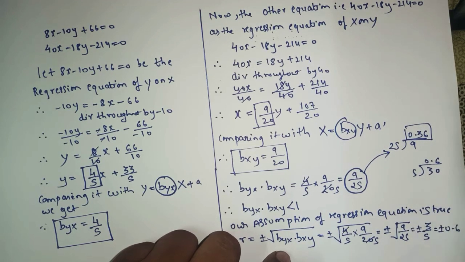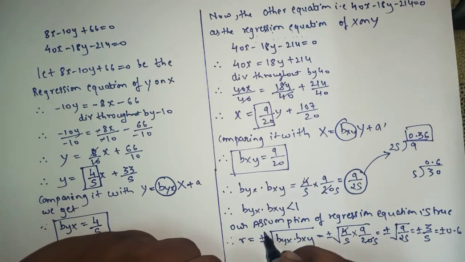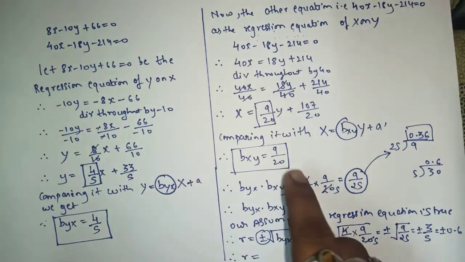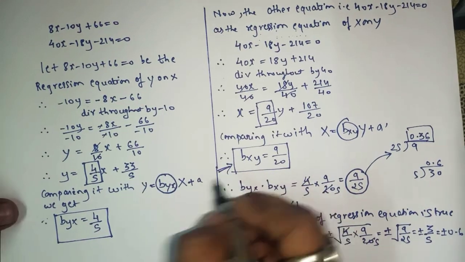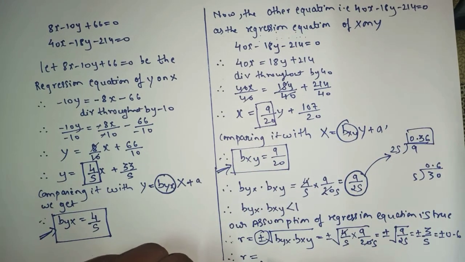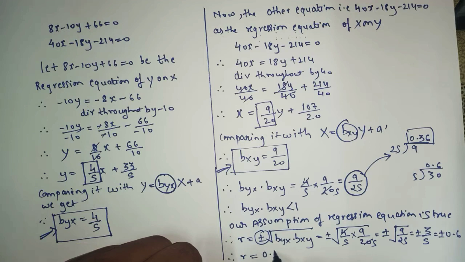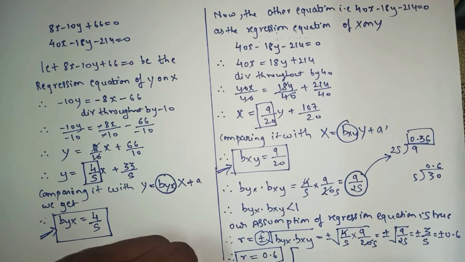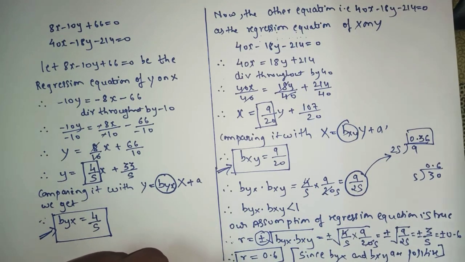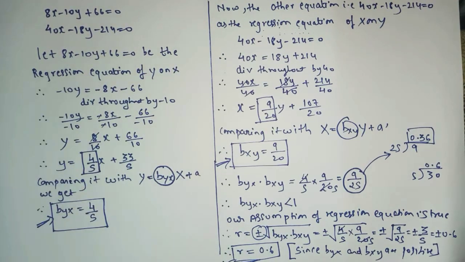So plus minus 0.6. As I told, the value of r will be either positive or negative. Here clearly we can see that byx and bxy both are positive. If both are positive, the value of r will be positive. So in the reason you will write, since byx and bxy are positive, r is positive. In this way you will find your answer for the correlation coefficient.